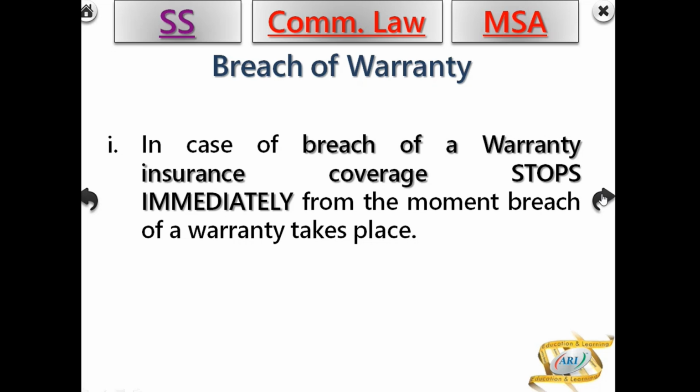Suppose there is an express warranty: 70 degrees north and 70 degrees south. For 20 minutes, the ship crosses 70 degrees north. After 20 minutes, it comes back below 70 degrees north and the damage happens. Sorry, the moment it is crossed, it is a breach of a warranty. Insurance cover has stopped. You may say, sir, how will the insurance company come to know?